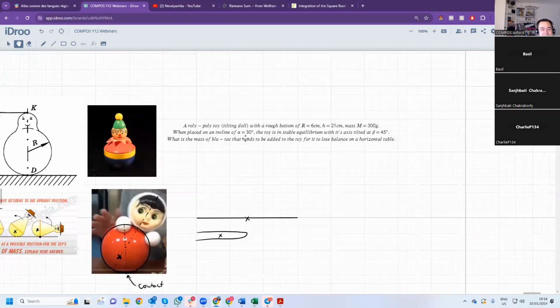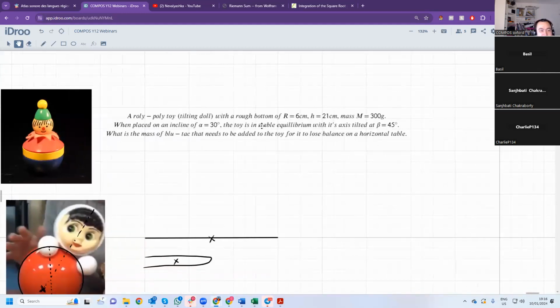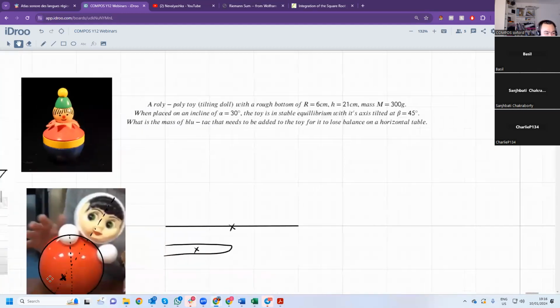Okay, so what is the problem? The problem is a roly-poly toy with a rough bottom, so that means it is not smooth, it's rough, so it can stay still on a slanted surface. Radius of 6 centimeters, height of 21 centimeters, mass 300 grams. If you place it on an incline, the toy is in stable equilibrium with its axis tilted at 45 degrees.